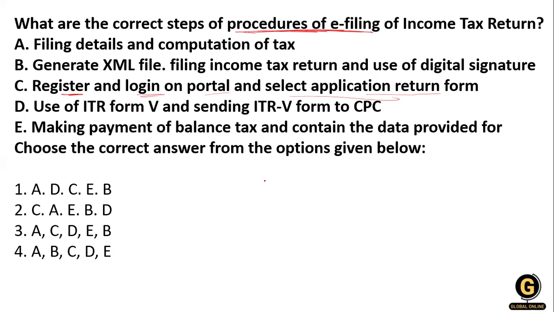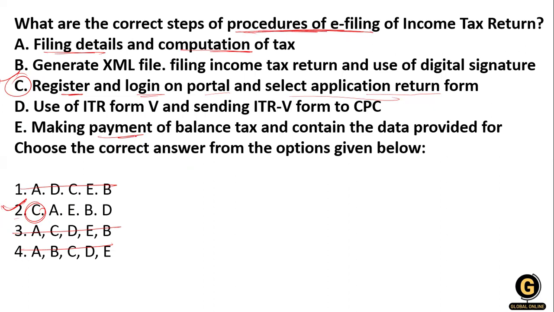Yes, you download the app and register yourself. Then what is the next step? You fill in the details and the computation of the taxes. So option C is the first step, and option C is the right answer here. But now I'm discussing further. After that, what do we do? We fill in the details, ma'am, and after filling all the details, we compute the taxes. After that, making the payment. Whatever the case, you make a payment.